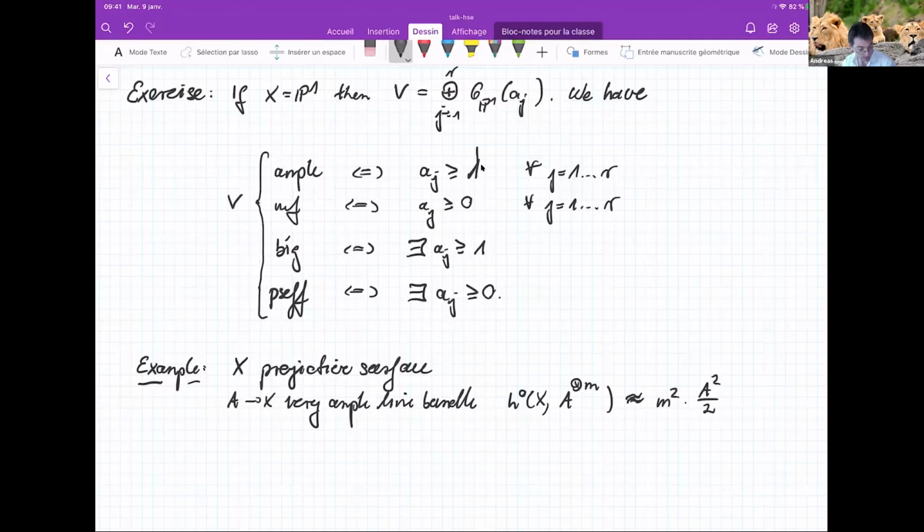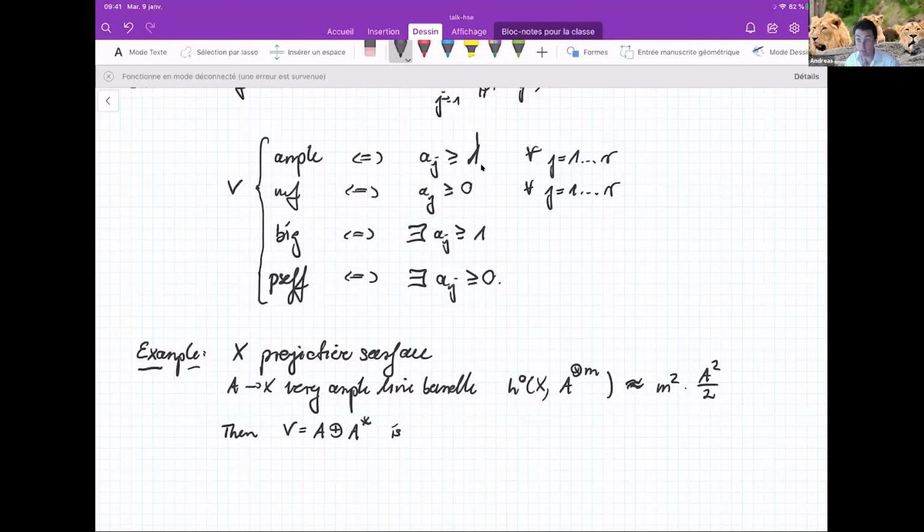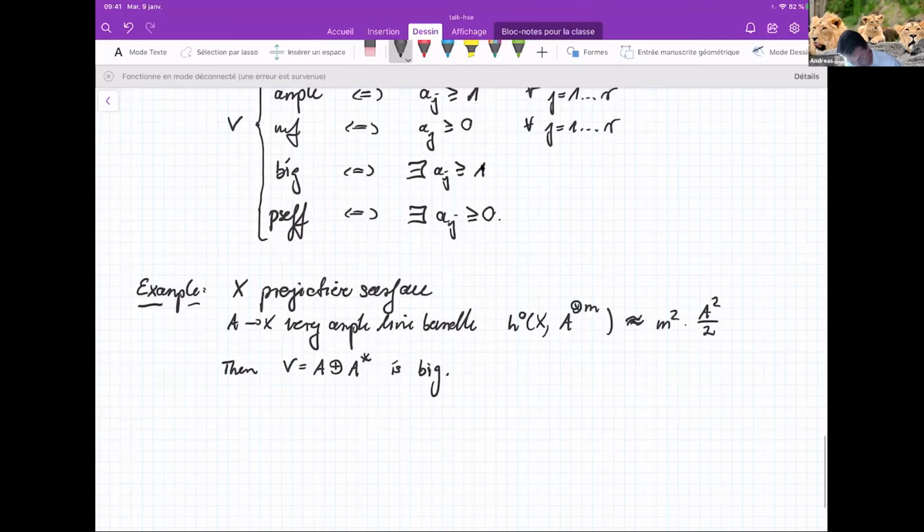Okay, so you take this very ample line bundle, and now I look at the following rank 2 vector bundle. I look at A plus A star. So I take this ample guy and I add to it some anti-ample guy. And well, I claim that this is big. This is a big vector bundle. Okay, so this is an example, and so let me really carry out the example. Let me show you how this works.